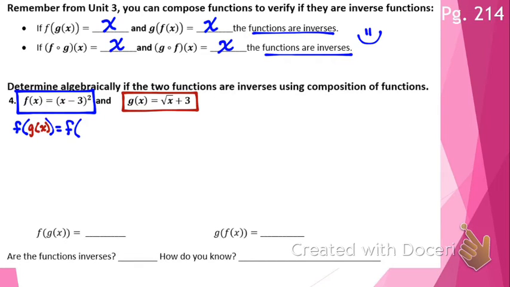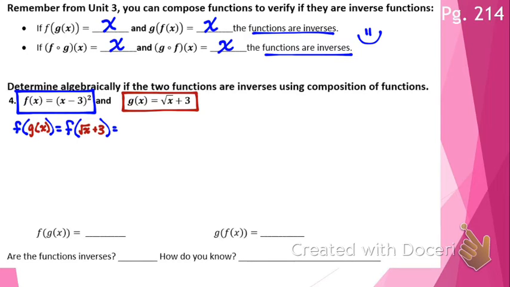What is that function g of x? That's my f. What's my g? Oh, radical x plus 3. Radical x plus 3. That is what's going to go inside my function f. So now I'm looking at the function f.